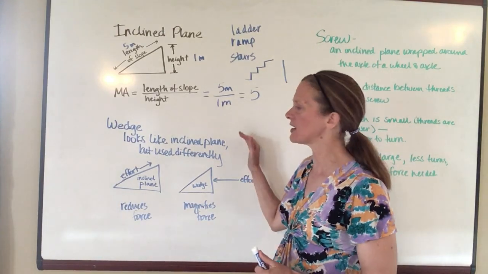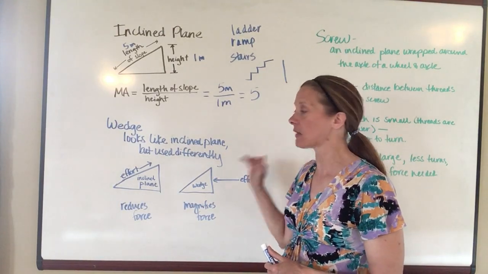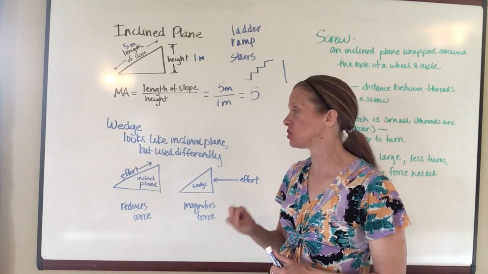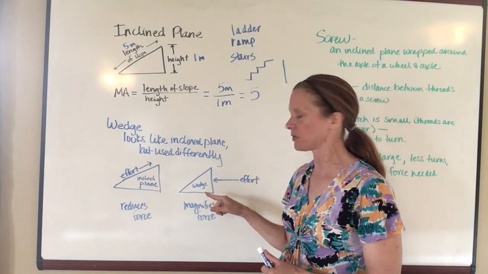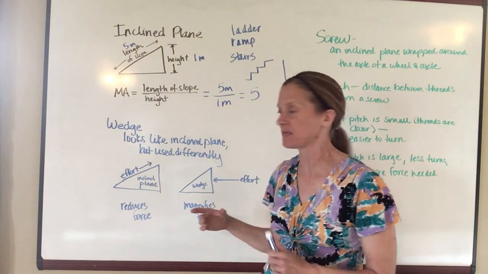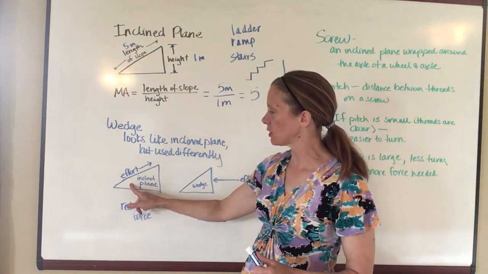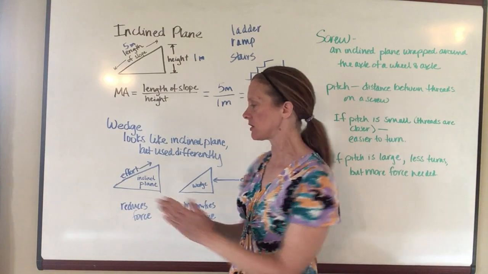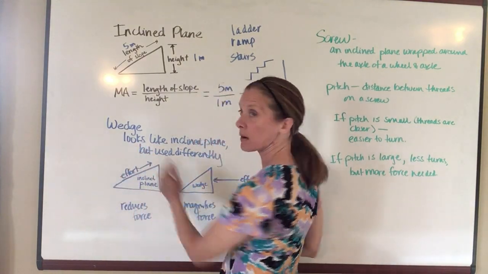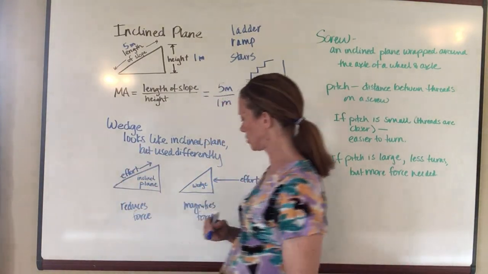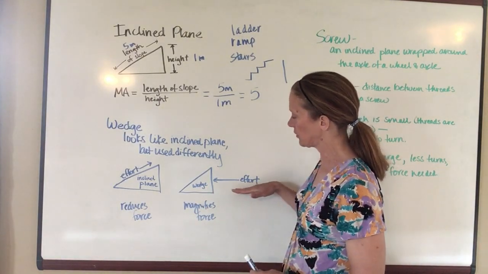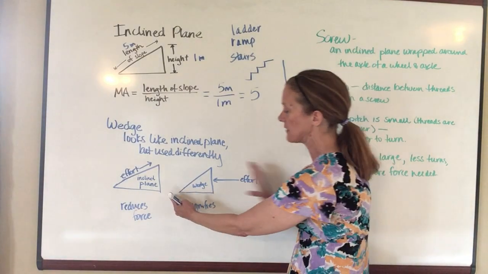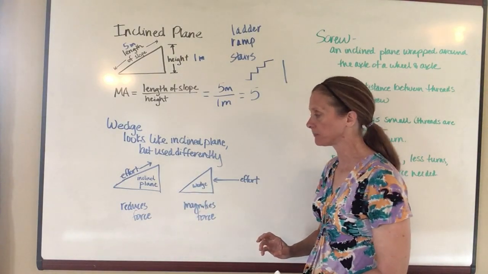Okay, now a wedge looks exactly like an inclined plane, but it's used differently. So you can see that I have 2 triangles here that were supposed to be identical, so we'll pretend that they are. This particular one is an inclined plane, and I exert my force by going up that ramp, by going up this direction. On a wedge, though, when I exert force, I'm exerting it from this direction, and I'm driving it down this way.